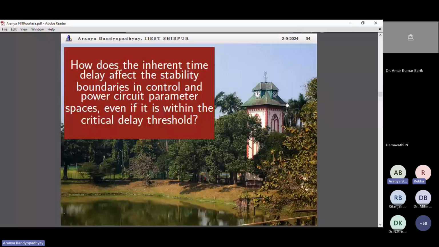The last portion of the question is very important, because in all practical cases, the cumulative time delay of your analog controller will never exceed the case where it is readily bringing in some type of instability. You will see that it is always within the critical delay threshold. But that doesn't mean that it won't leave its mark.